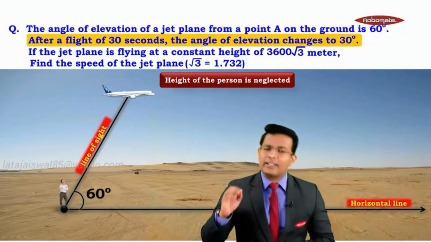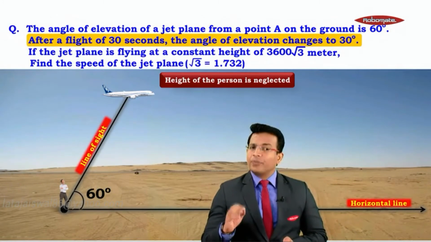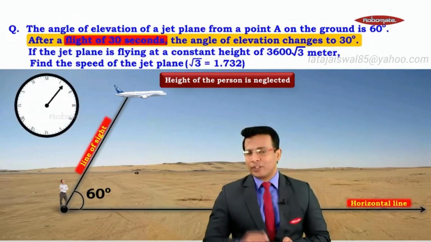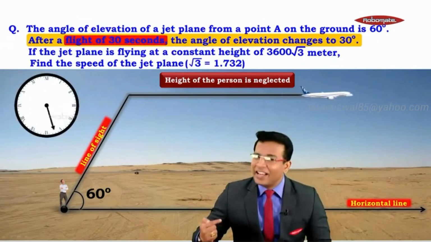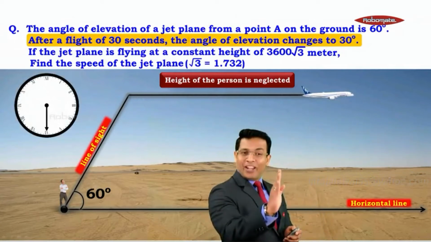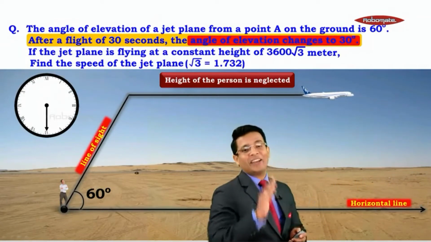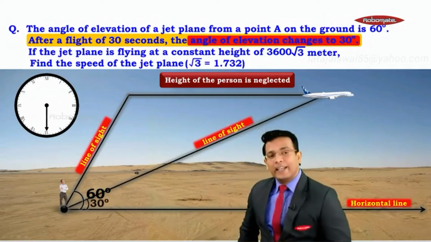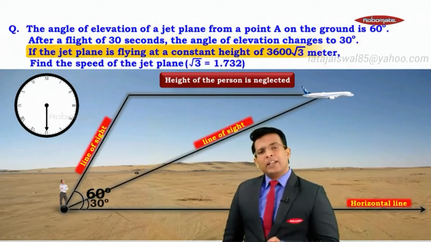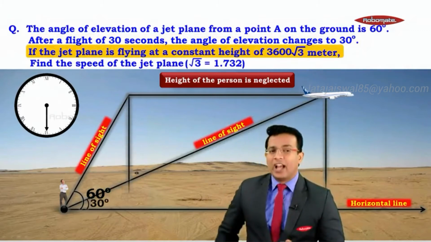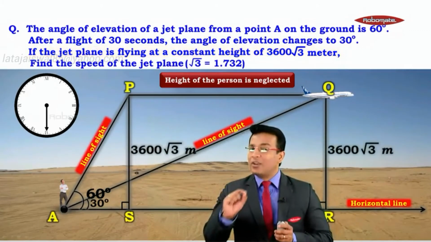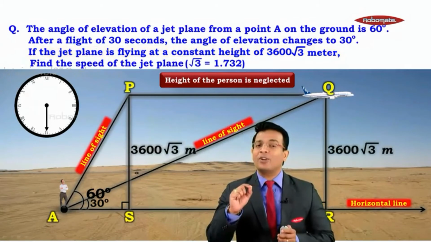After a flight of 30 seconds, that means now the jet plane is going to fly for 30 seconds. Next 30 seconds it is flying. Observe, it is flying and flying, right? And after 30 seconds, it reaches a point where the angle of elevation comes to 30 degree. So this angle is now given as 30 degree. It says the jet plane is flying at a constant height, the height at which the jet plane is there from the ground is given as 3600 into root 3 meter. Find the speed of the jet plane.